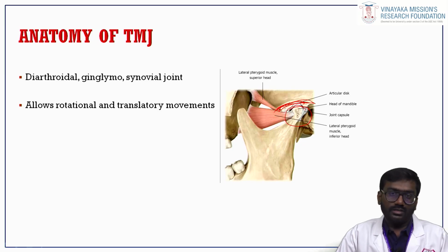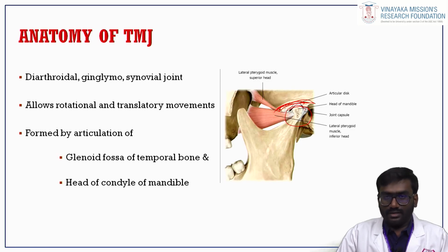As we all know, this temporomandibular joint has numerous names based on its function and its anatomy. It is also called a diarthrodial joint, ginglymoarthrodial joint, synovial joint, and it allows mainly two types of movements: the rotational movement and the translatory movement. Only because of these two movements we are able to open and close the mouth. As I briefed before, the articulation of this joint is formed from the glenoid fossa of the temporal bone and head of condyle of the mandible.